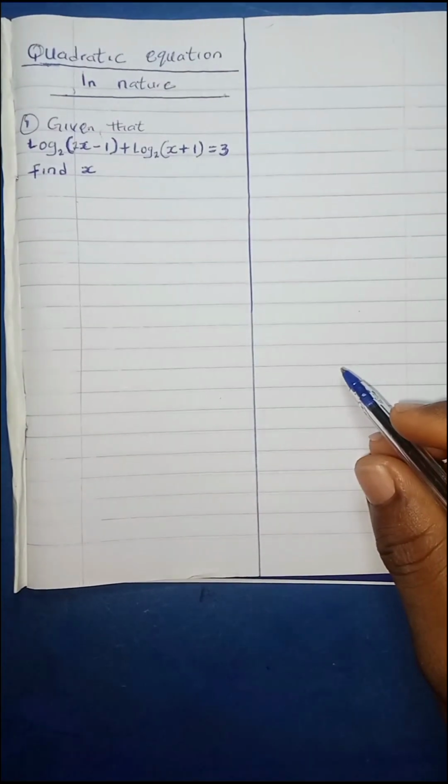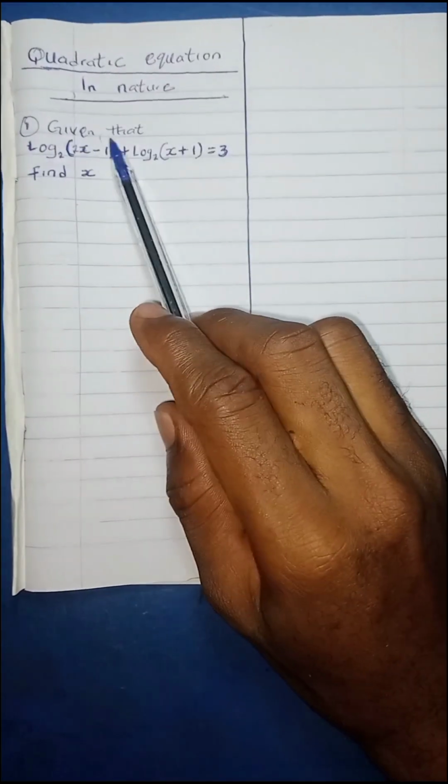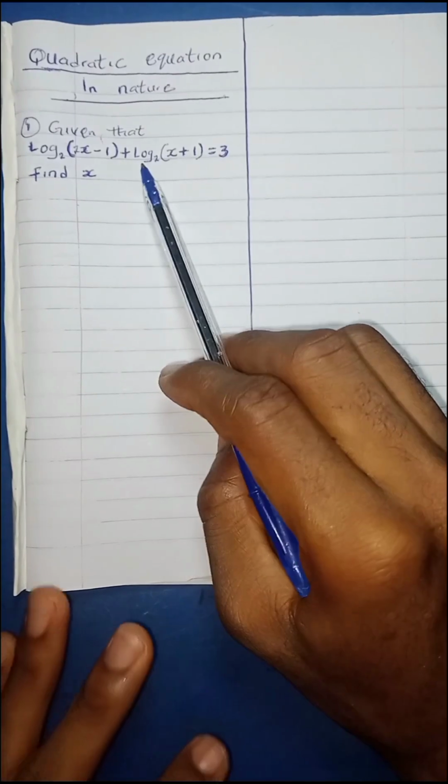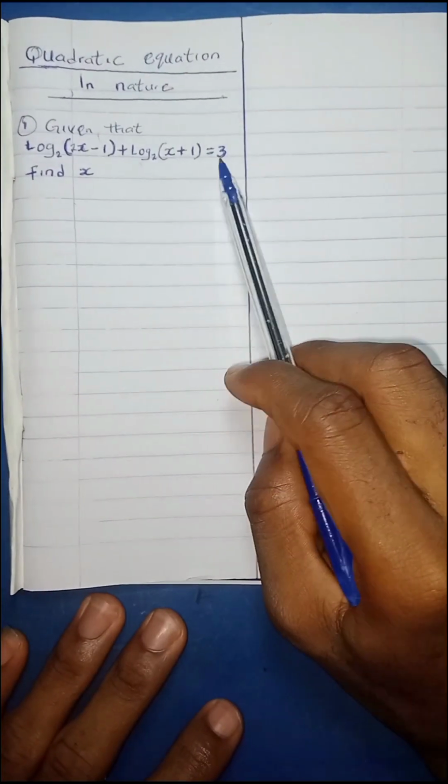Hello everyone. Today we're going to be learning how to solve logarithms in their quadratic nature. So question 1: given that log of (2x minus 1) in base 2 plus log of (x plus 1) in base 2 is equal to 3.